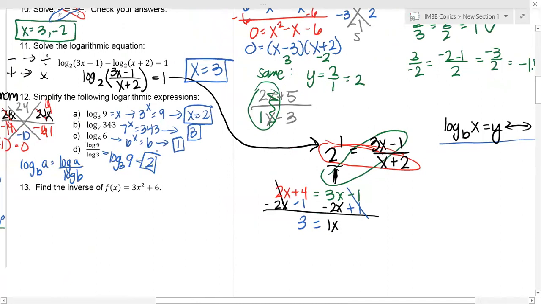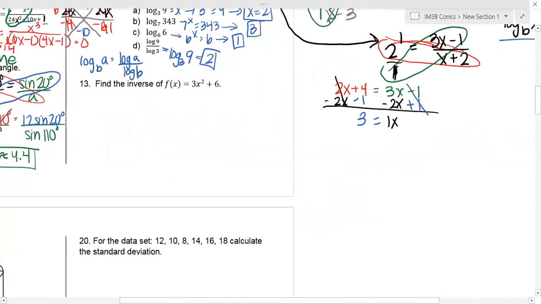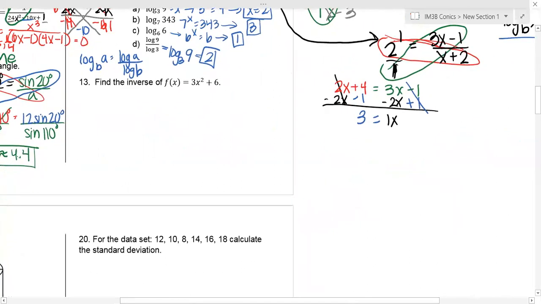It's the same problem, just written a little bit differently. Okay, so number 13, we're almost done for today. We're going to find the inverse. To find the inverse, remember the first thing that we do is we actually switch x and y. So remember, f of x is equivalent to y. And so we're going to rewrite this as x equals 3 times y squared plus 6. And we want to solve for y. And that expression that we end up with will be the inverse.